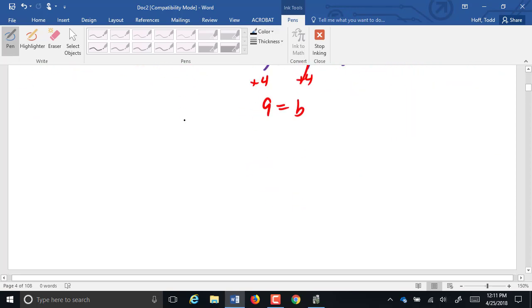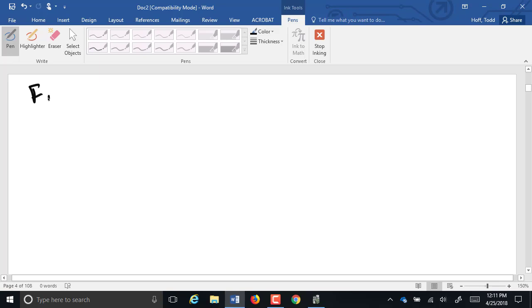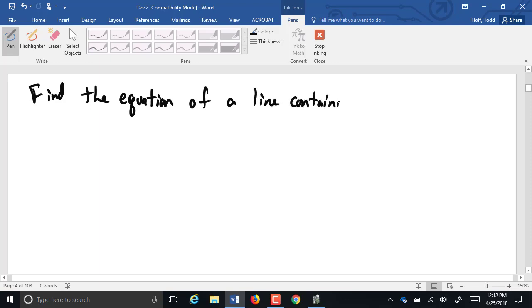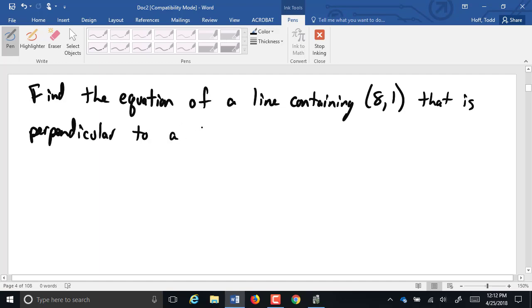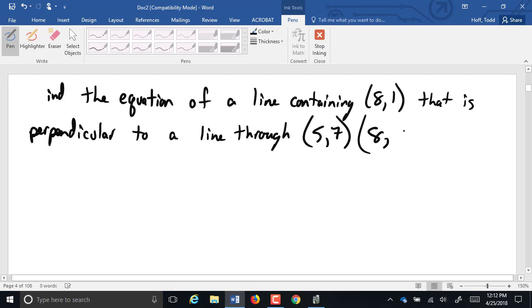Similar to that, we might have: find the equation of a line containing (8, 1) that is perpendicular to a line through (5, 7) and (8, 3).